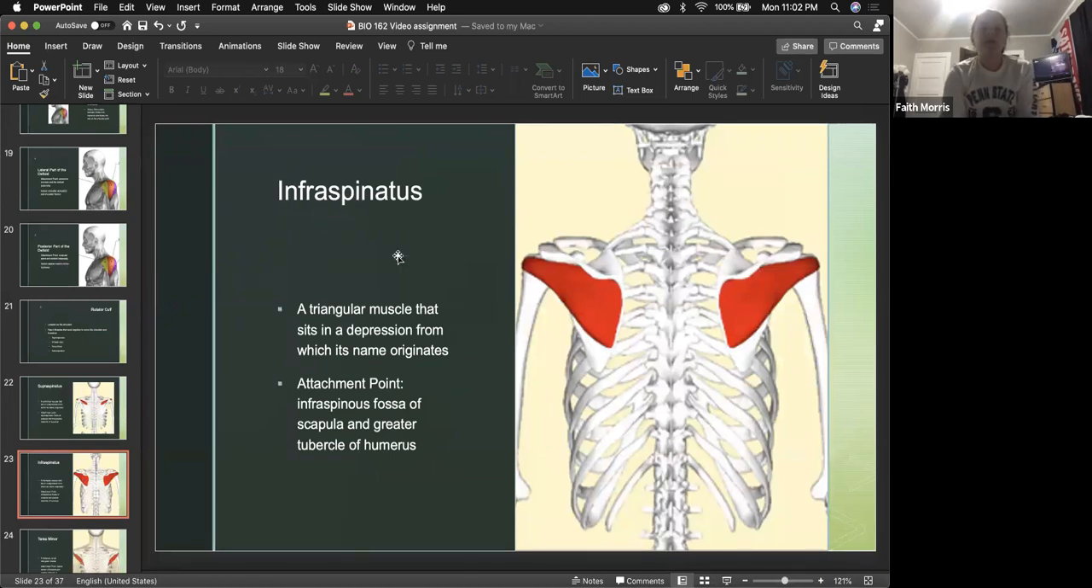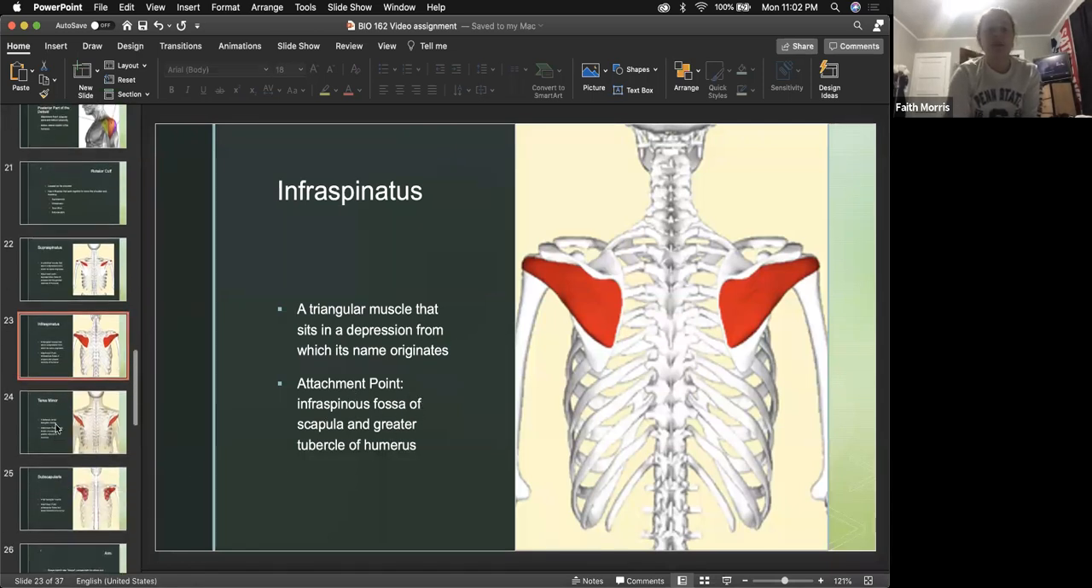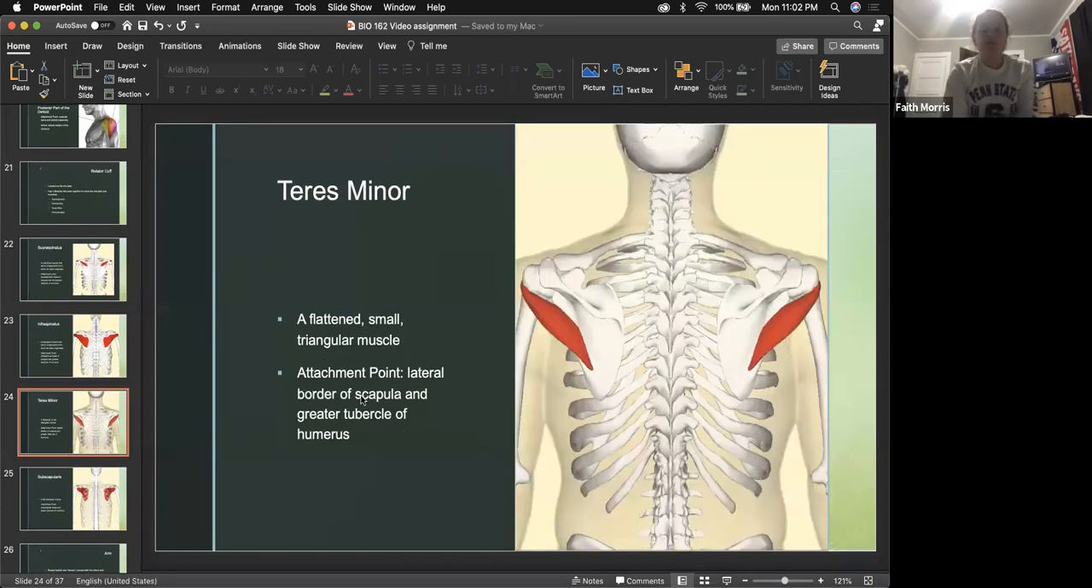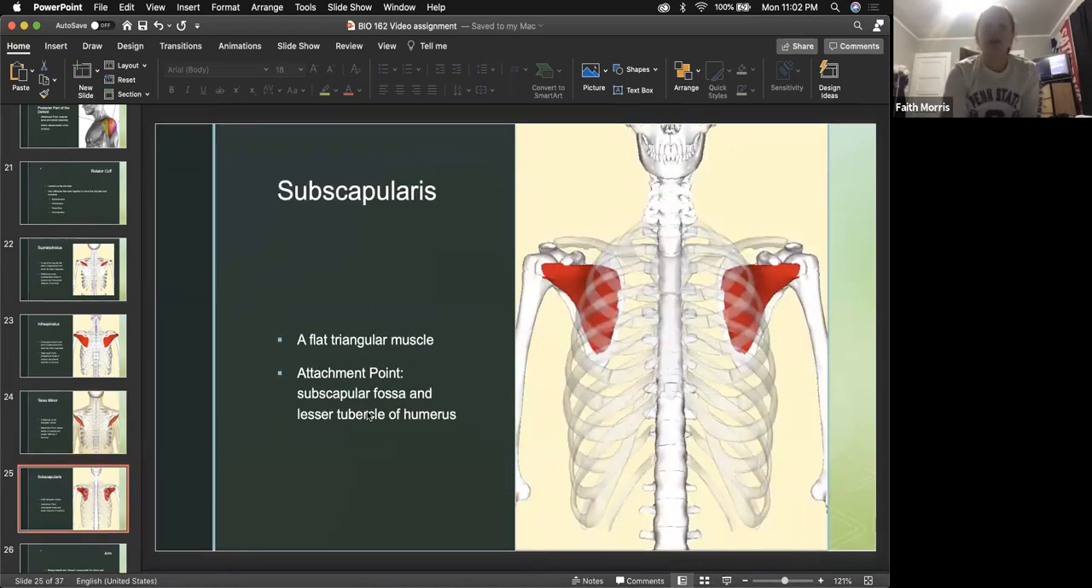And then the infraspinatus, a triangular muscle that sits in a depression from which its name originates. It attaches to the infraspinous fossa of the scapula and the greater tubercle of the humerus. So that's this big one here that's towards the back. Then the teres minor is, again, it's anterior, so it's towards the front. It's a flat and small triangular muscle and attaches to the lateral border of the scapula and the greater tubercle of the humerus. And the last one is the subscapularis, which is a flat triangular muscle that's kind of like right behind the ribs and attaches to the subscapular fossa and lesser tubercle of the humerus.